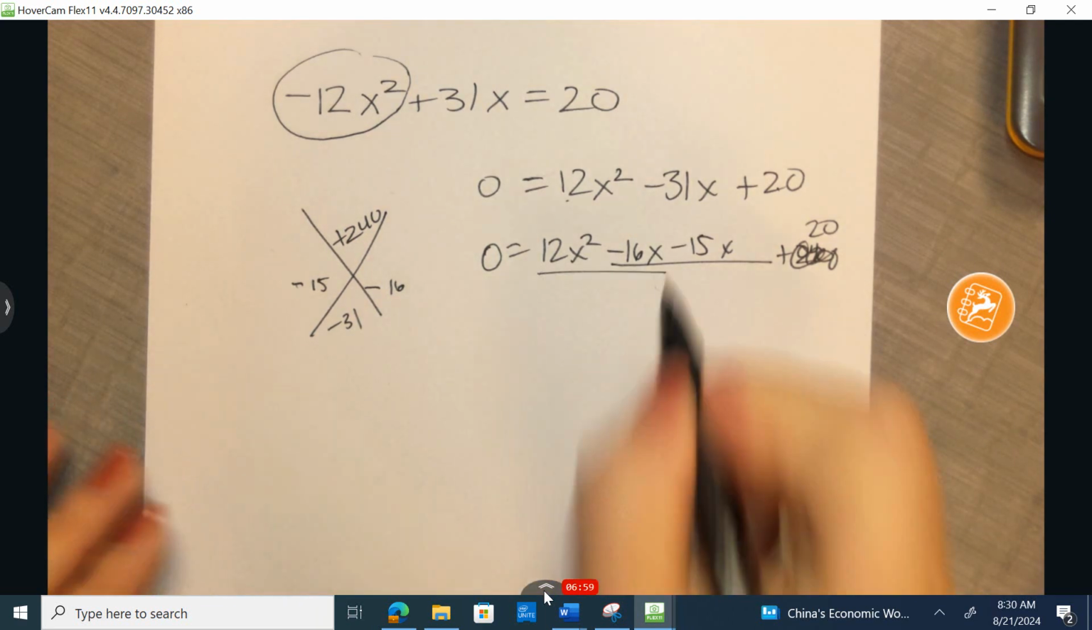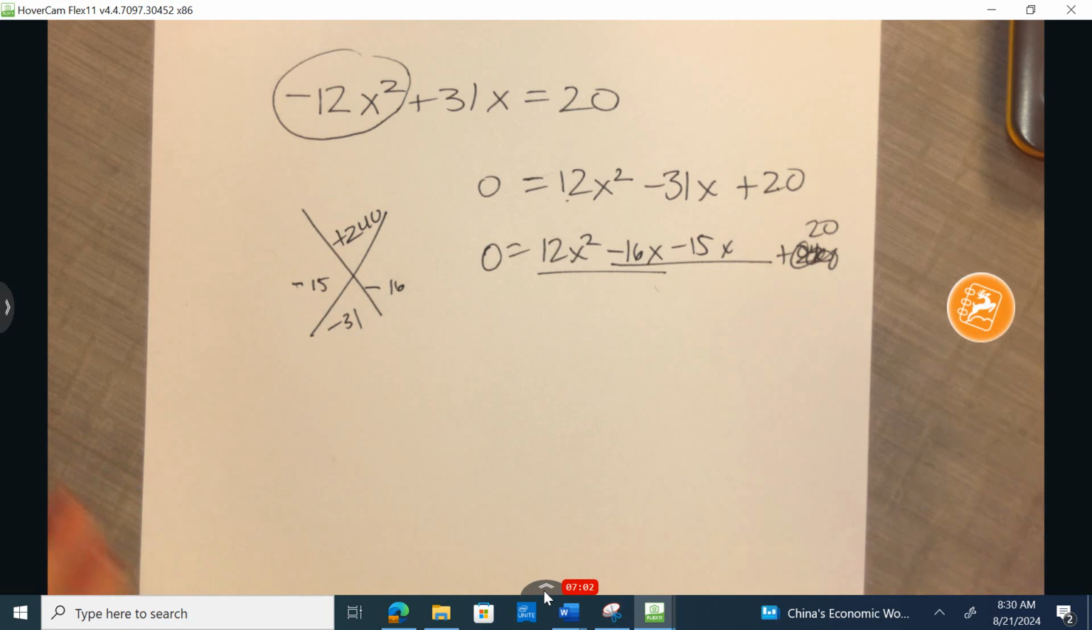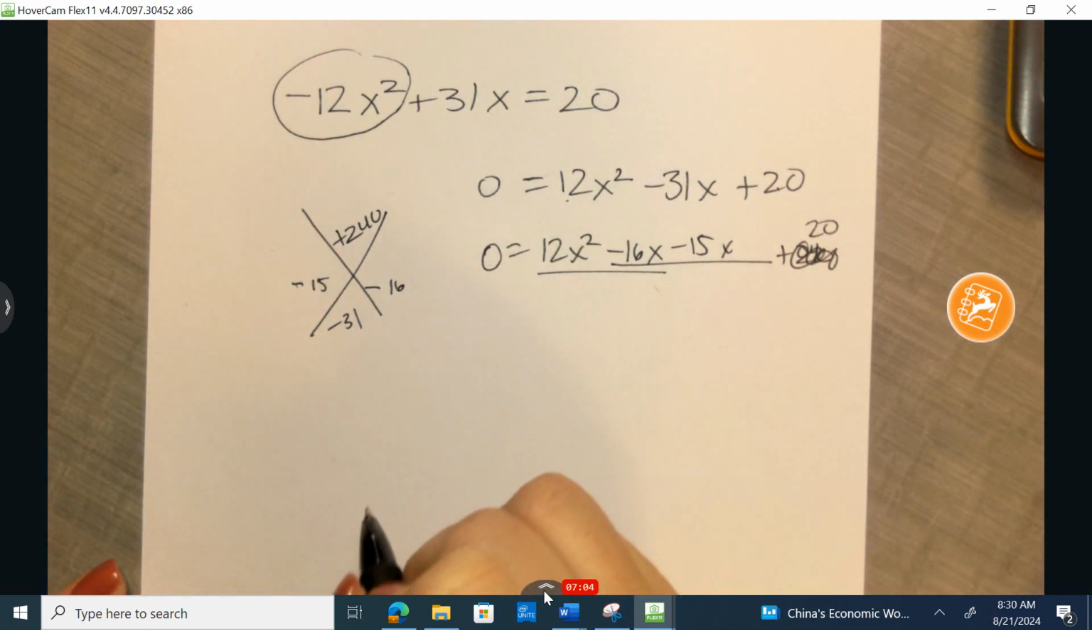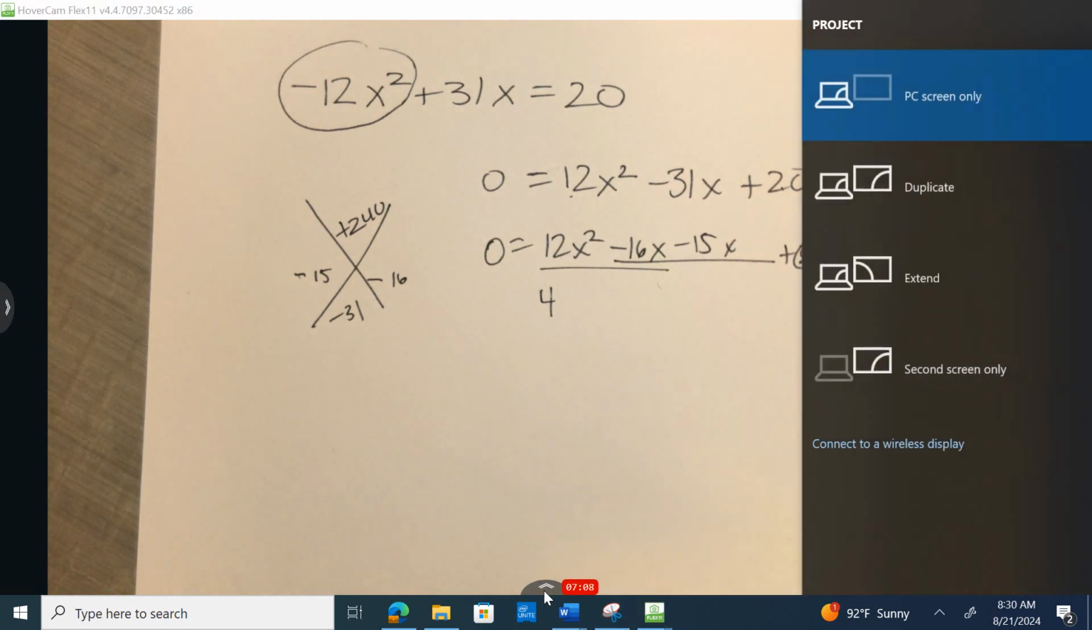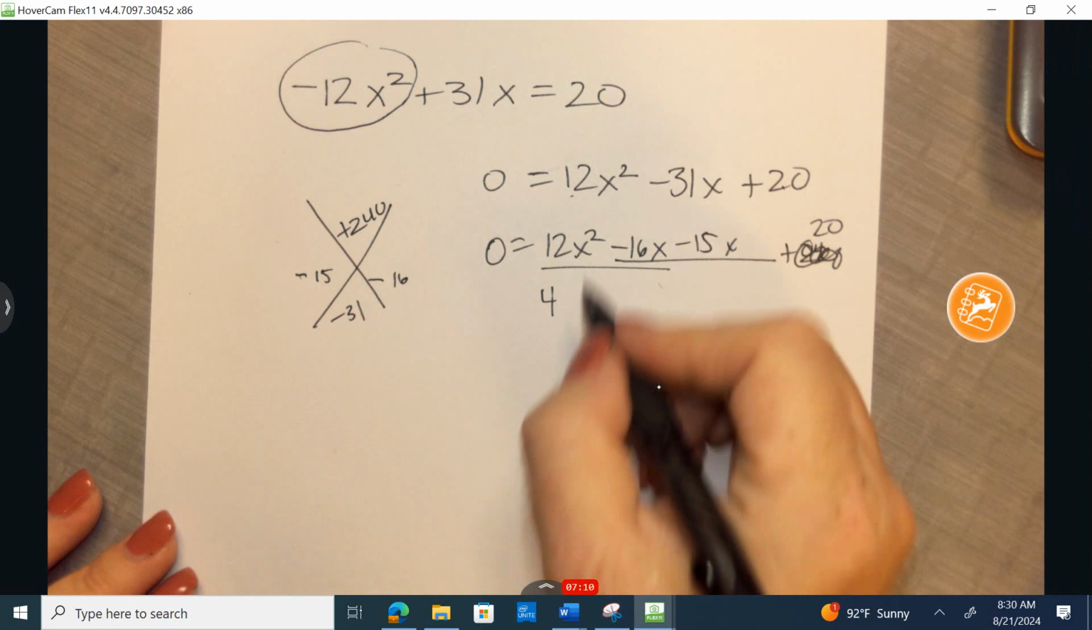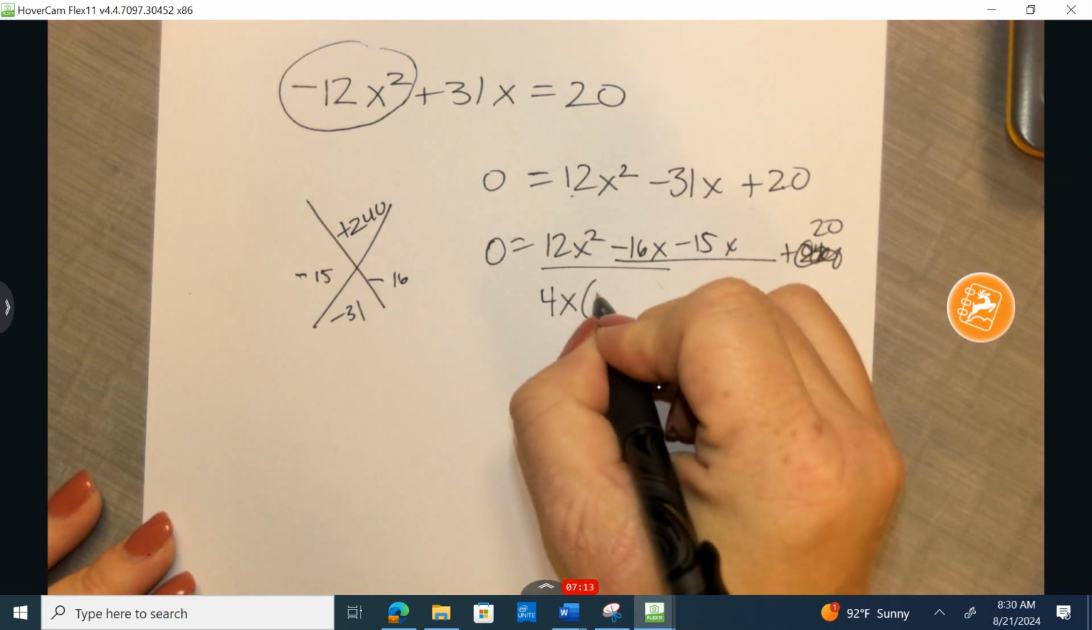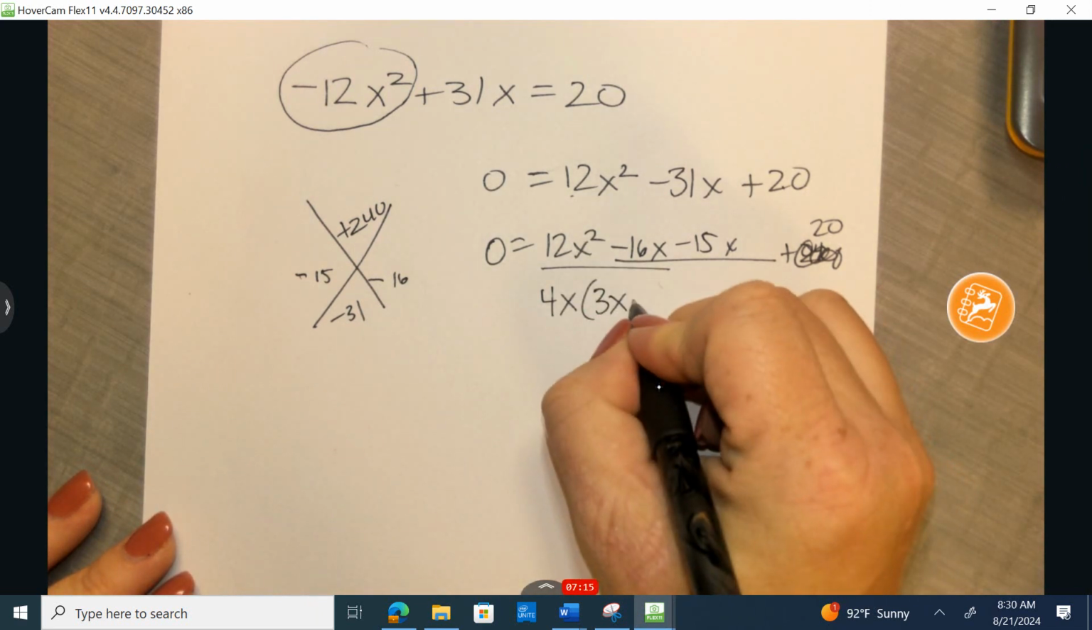All right, go talk to your counselor. Okay, out of both of these, what can I factor out? I can factor out at most a 4. And I'm going to put this up so anybody that's struggling can see. I can factor out at most a 4 and an x, and I'd be left with 3x minus 4.